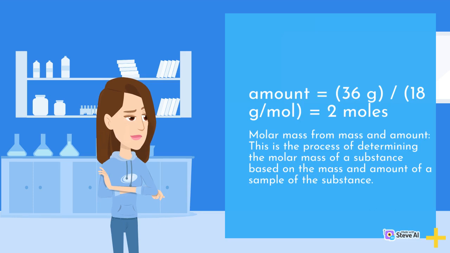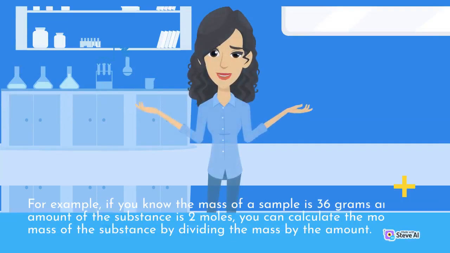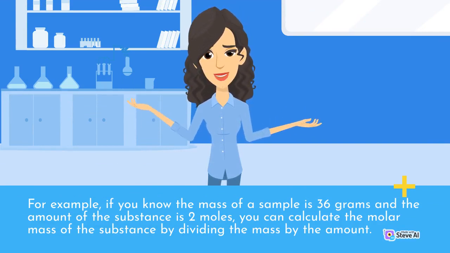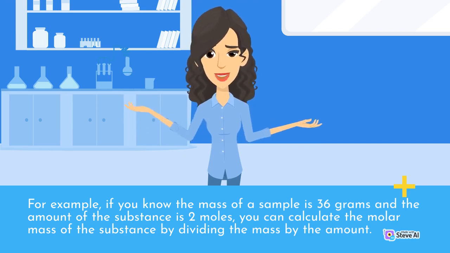Molar mass from mass and amount. This is the process of determining the molar mass of a substance based on the mass and amount of a sample. For example, if you know the mass of a sample is 36 grams and the amount of the substance is 2 moles, you can calculate the molar mass of the substance by dividing the mass by the amount.